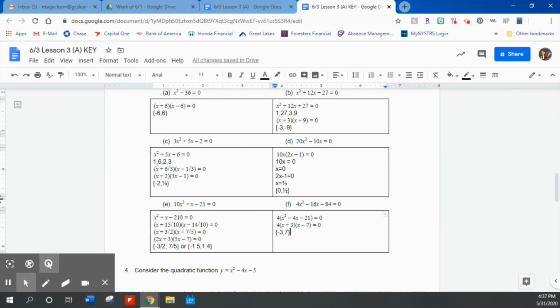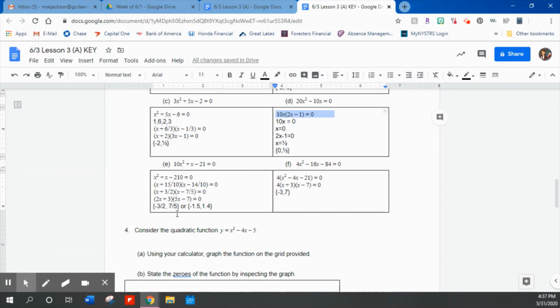Okay, check your work with my work. Be careful with D and F. They had a GCF, especially D, because GCF was the only method you had to do. Okay, and then you just had to set up your t-chart. So 10x equals 0, and we get x equals 0. 2x minus 1 would give us 1/2. Letter E was slide, divide, slide. We should get -3/2, 7/5, or -1.5, 1.4.